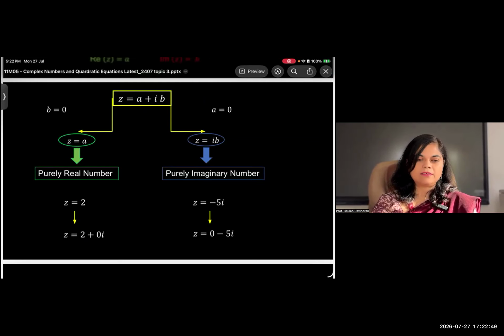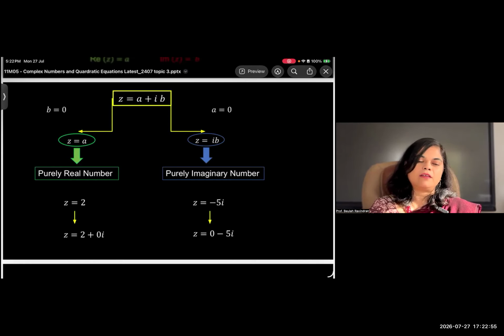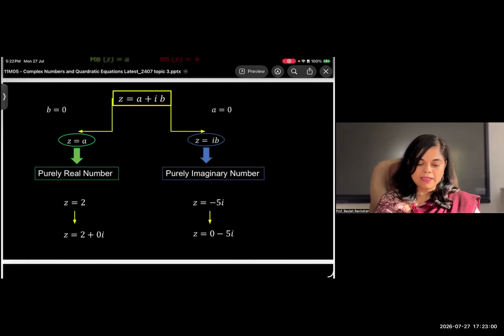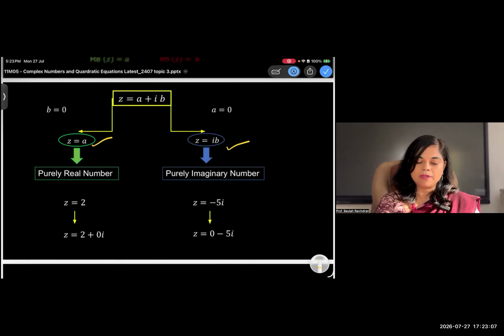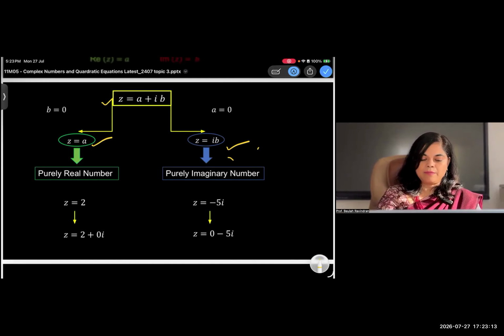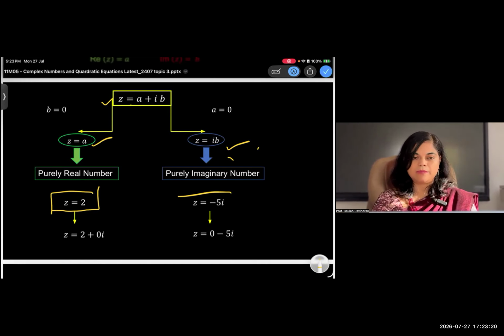So we can write a complex number as z equal to a plus ib. And this a is a real number, this b is an imaginary number. Purely, a is the real number, and b is purely the imaginary number. The z may be a purely real number also. The complex number might be purely imaginary number also.